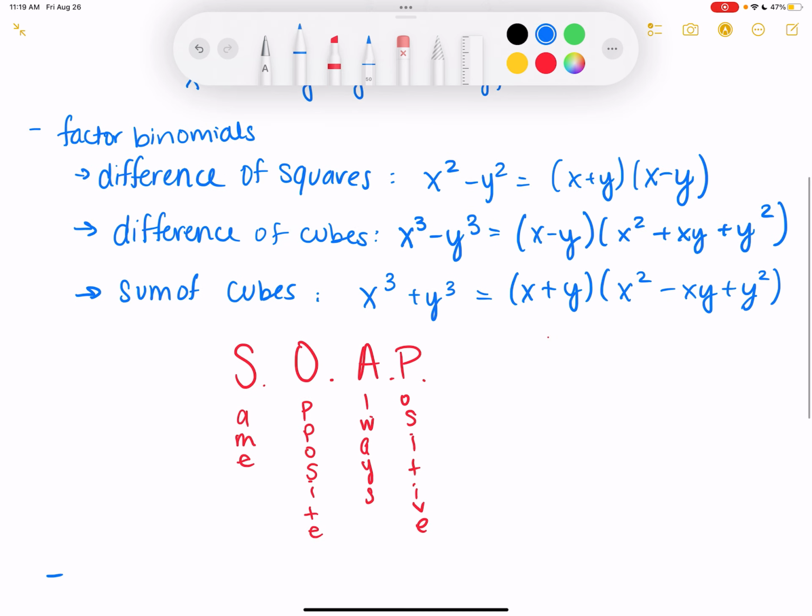The only other factoring method that we really know is the arch method. That's the only other one that we really have to use.